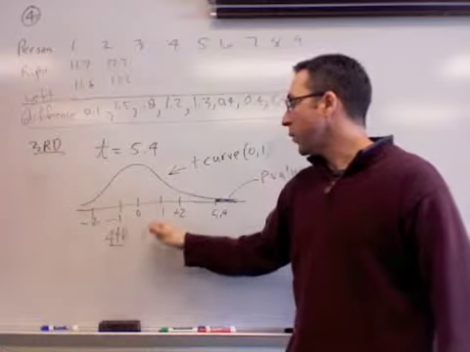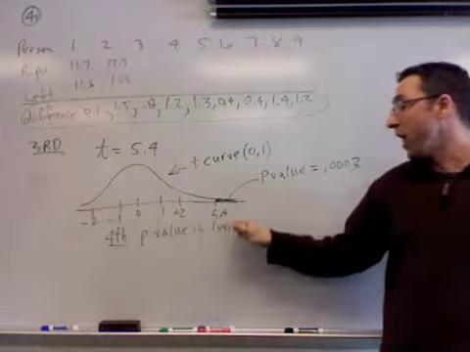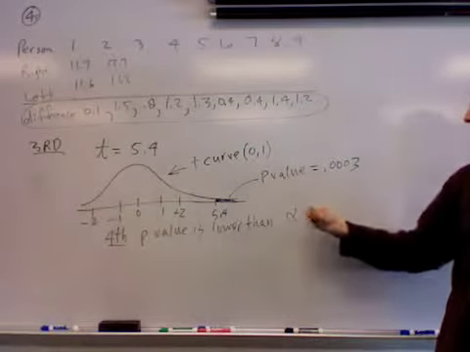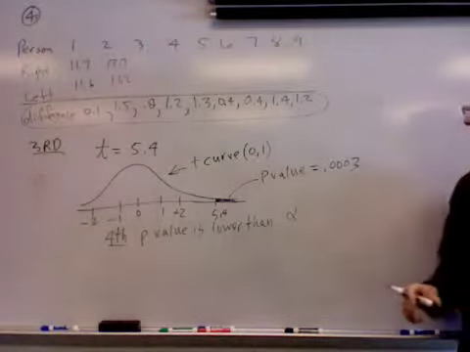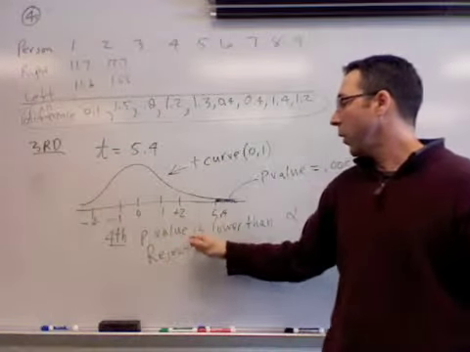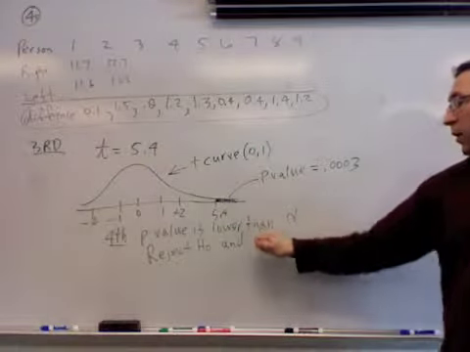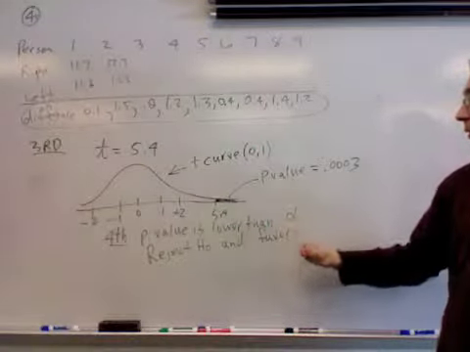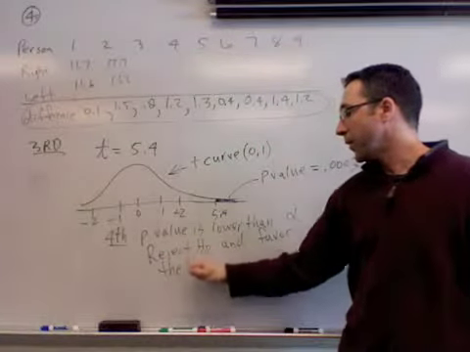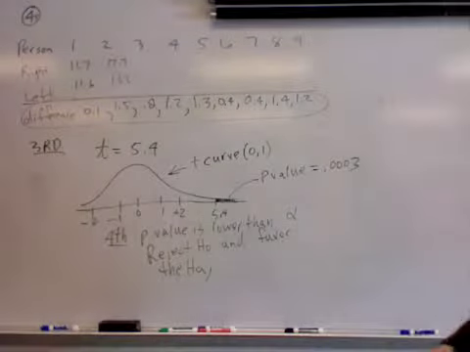Since the p-value is low, it's lower than the significance level of 0.01, we're going to reject the null hypothesis and be in favor of the alternative hypothesis, and then throw in the context to the question.